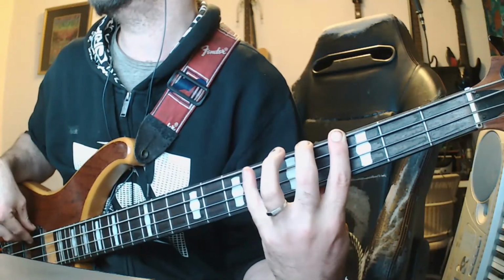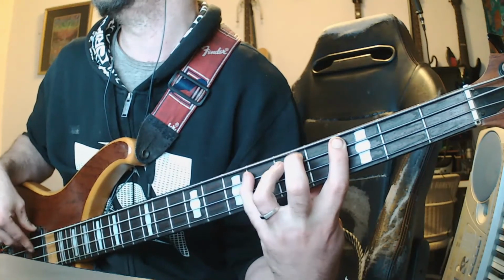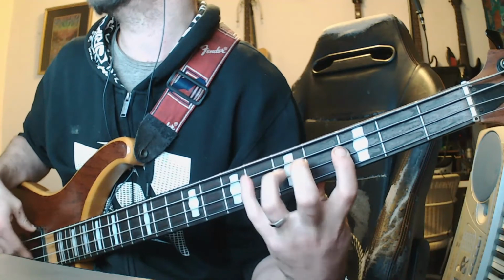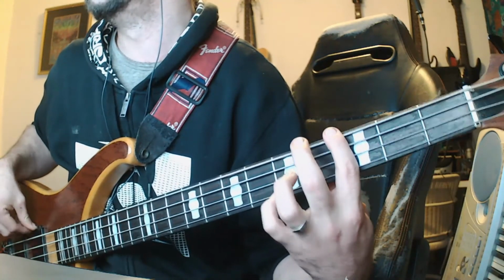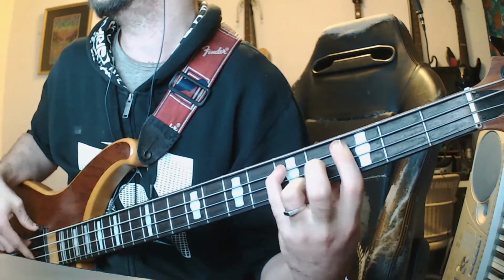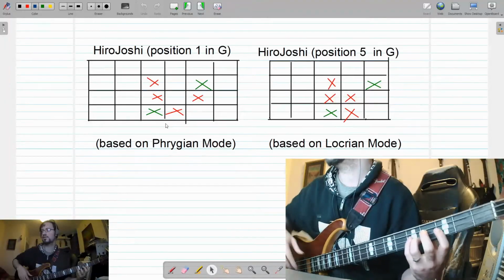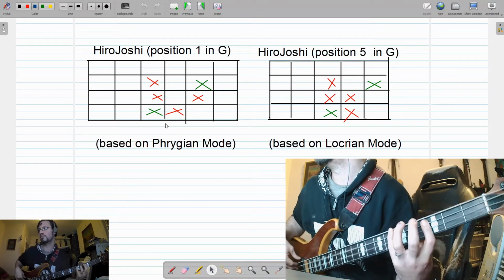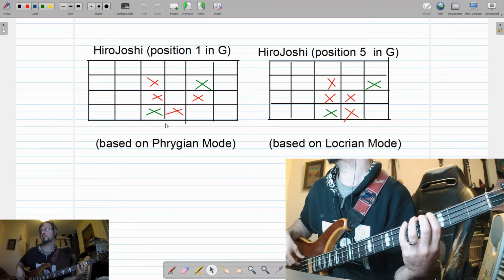Phrygian is root, flat second, flat third, fourth, fifth, flat sixth, flat seventh, octave. So that's vaguely relevant. But what we're playing here is root, flat second, fourth, fifth, flat seventh, octave. So if I do that with this up here, it's quite a cool sound, and I believe that's the first position.